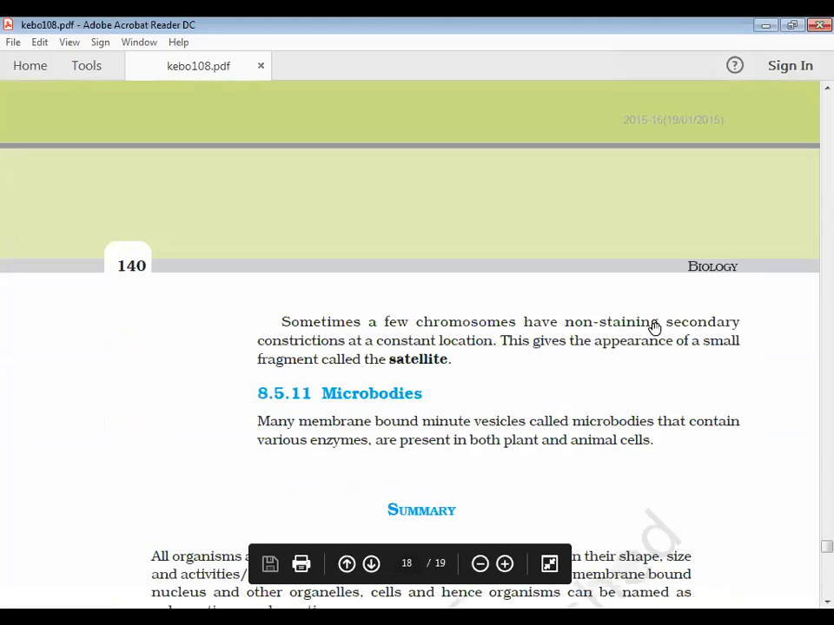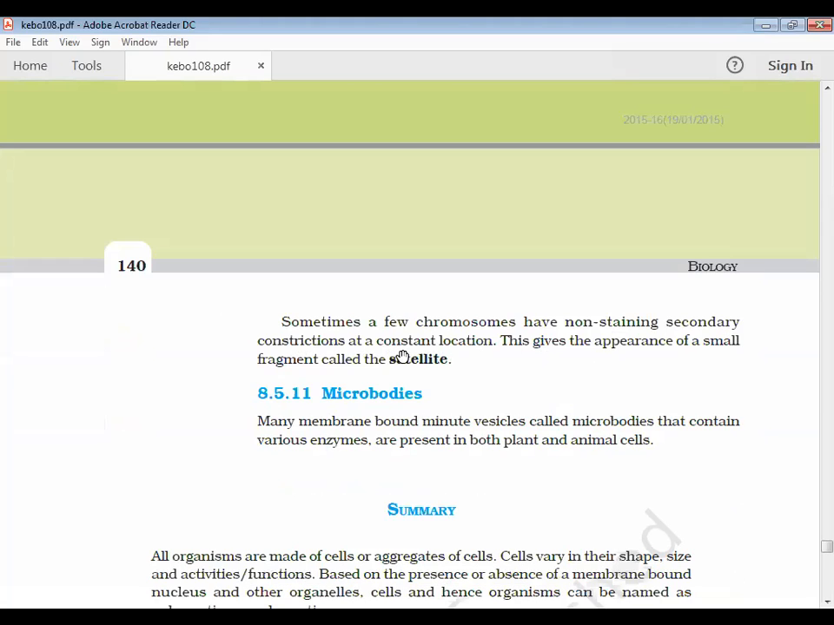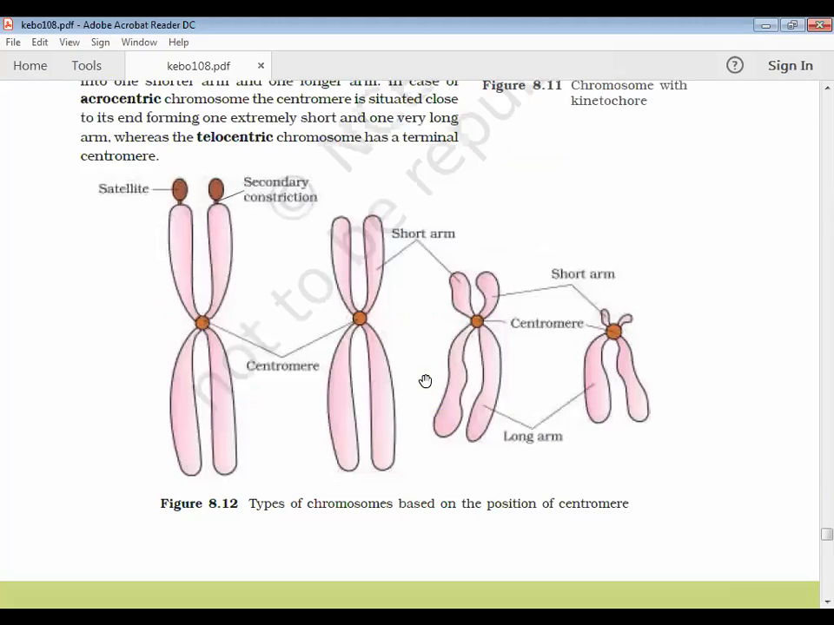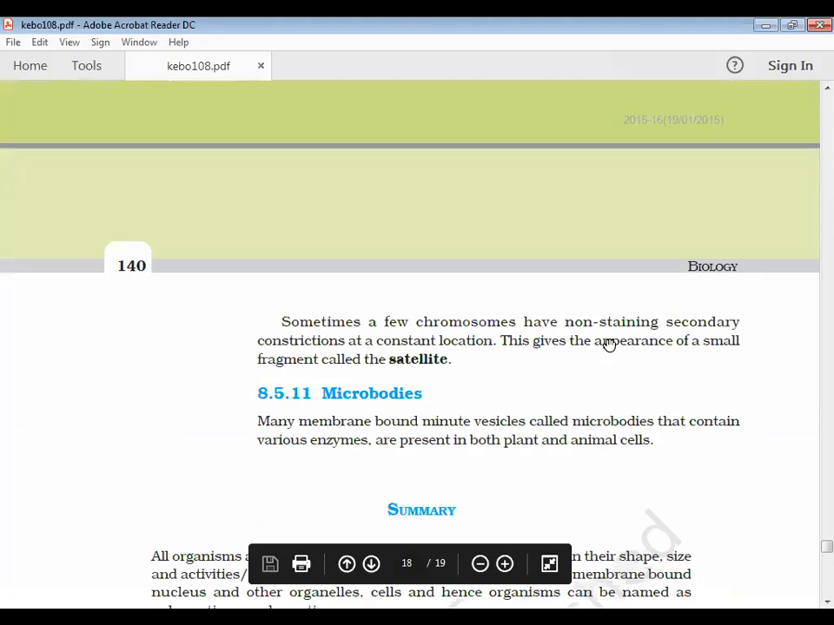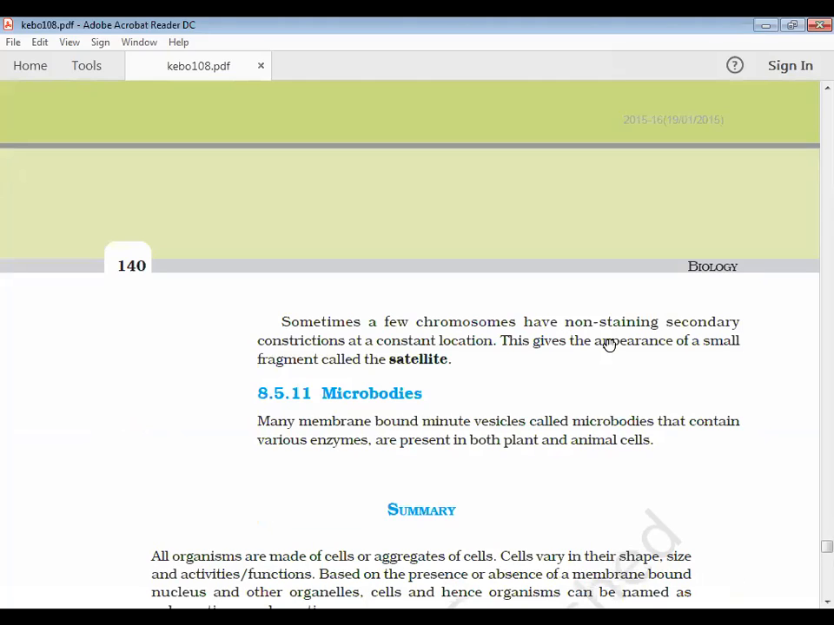Sometimes a few chromosomes have a non-staining secondary constriction at a constant location. This gives the appearance of a small fragment called satellite.